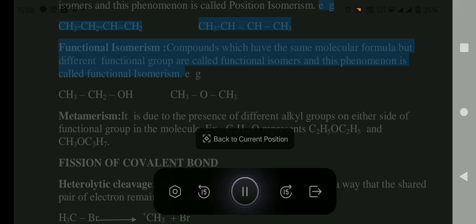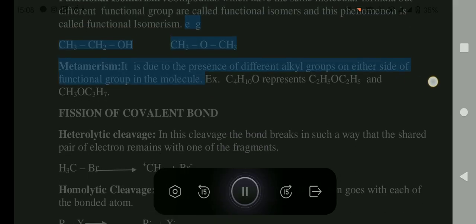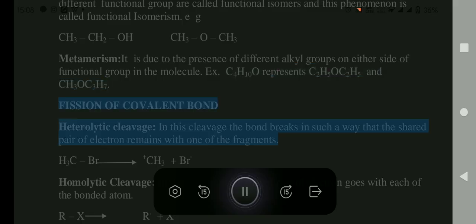Functional isomerism. Compounds which have the same molecular formula but different functional groups are called functional isomers, and this phenomenon is called functional isomerism. E.g. CH3CH2OH, CH3OCH3. Metamerism. It is due to the presence of different alkyl groups on either side of the functional group in the molecule. E.g. C4H10O represents C2H5OC2H5 and CH3OC3H7.